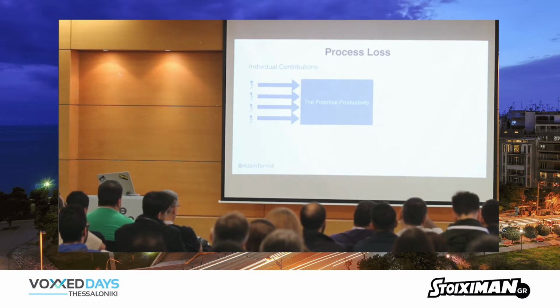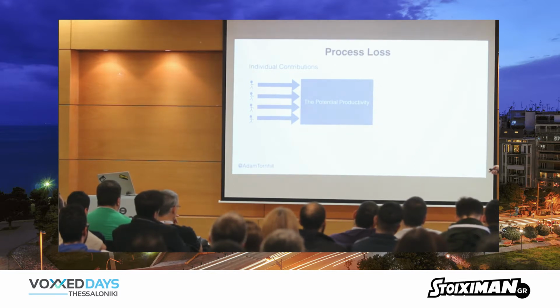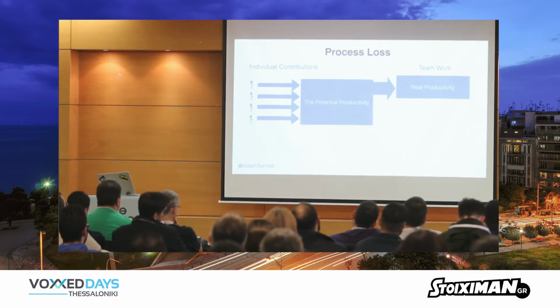So let me illustrate that for you. Let's say we have a bunch of individuals here. Together, they have a potential productivity. But that's never, ever what we get out. The real productivity is always going to be a bit smaller, and part of the potential is simply lost.